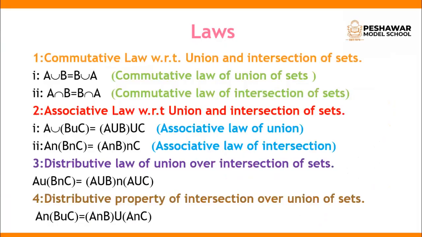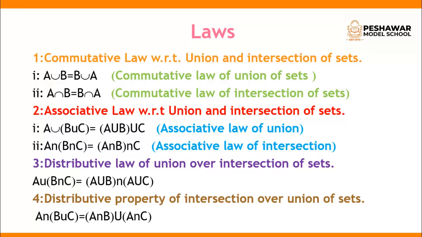So our first law is the commutative law with respect to union and intersection of sets. In this case there is the commutative law of union of sets and the commutative law of intersection of sets. The commutative law of union states that A union B is equal to B union A, meaning left hand side is equal to right hand side. Whenever we have to prove, we must clarify and prove that left hand side is equal to right hand side.